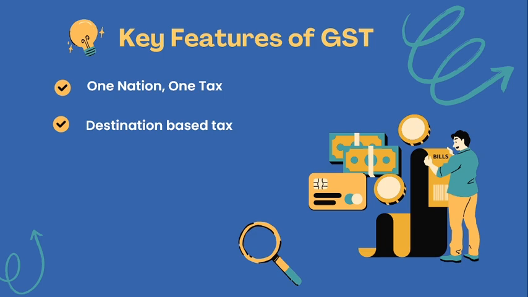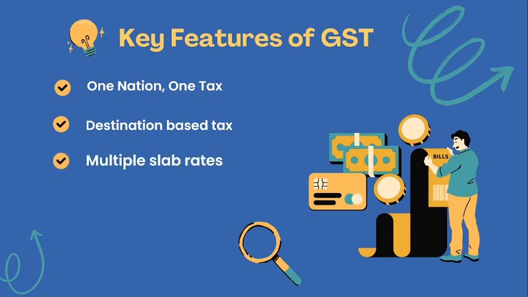The next is destination-based tax. It means that the tax revenue goes to the state where the goods or services are consumed, not where they are produced or manufactured. For example, if a manufacturer in Maharashtra sells goods to a customer in Delhi, the GST collected will go to Delhi because it is the destination state or the consuming state, and Maharashtra is the origin or the producing state. This system ensures fairness as the benefit of tax goes to the state where the actual consumption happens, aligning GST with the principle of taxing at the point of use.